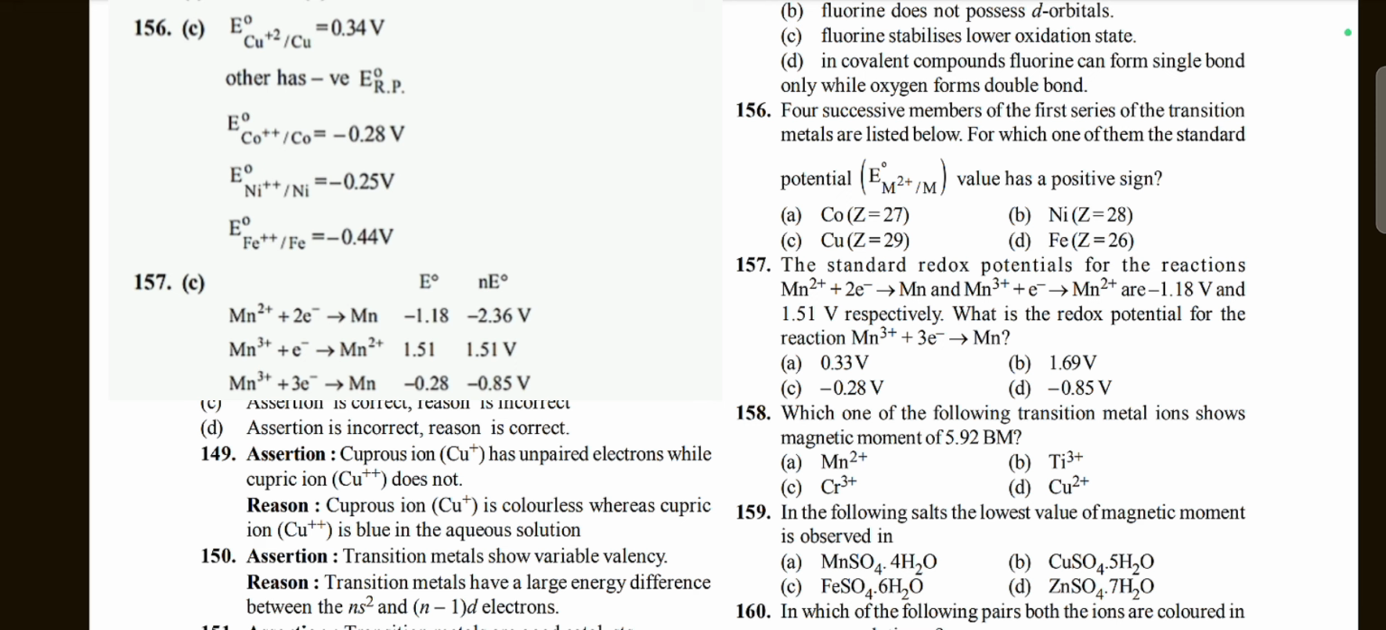The standard redox potential for the reaction Mn2+ + 2e- gives Mn, and Mn3+ + e- gives Mn2+, are -1.18 volt and 1.51 respectively. What is the redox potential for the reaction Mn3+ + 3e- gives Mn? So here the answer will be option C, -0.28. We will multiply -1.18 volt by 2 because there are 2 electrons, and we will add 1.51 to it. The answer will come out to be 0.85, and on dividing by 3 because there are 3 electrons involved, option C will be correct, -0.28.